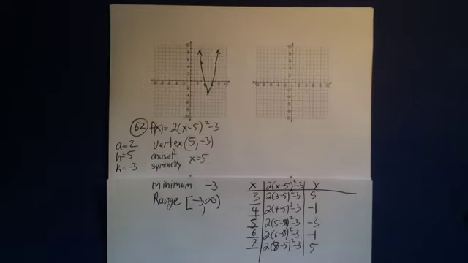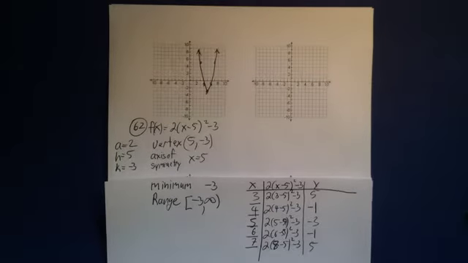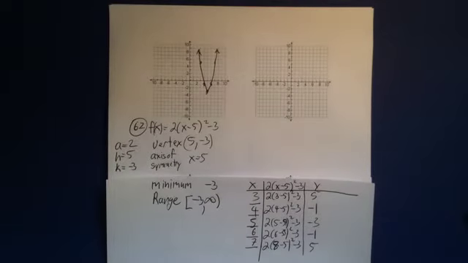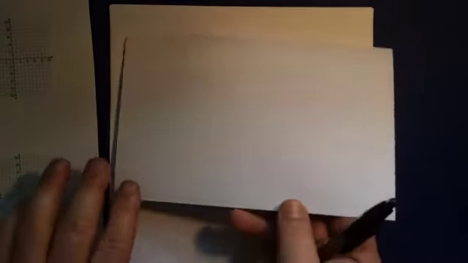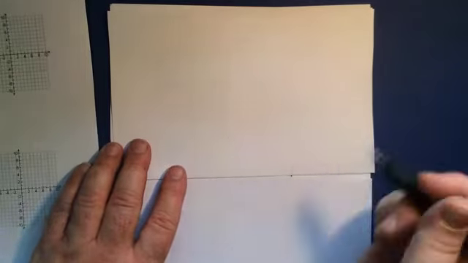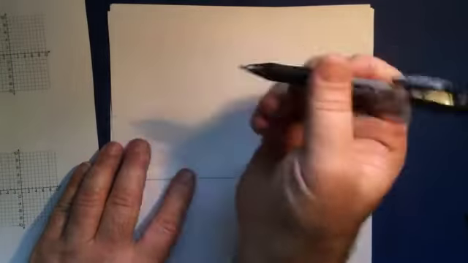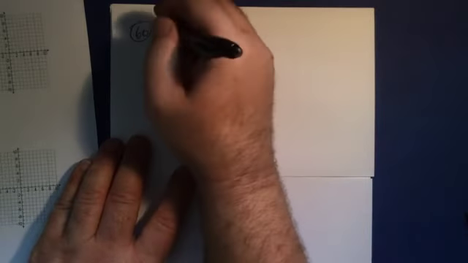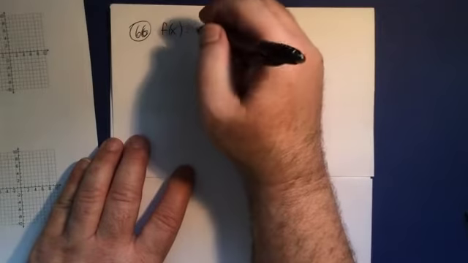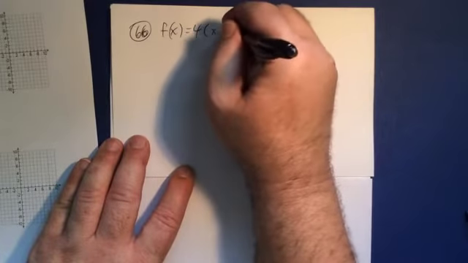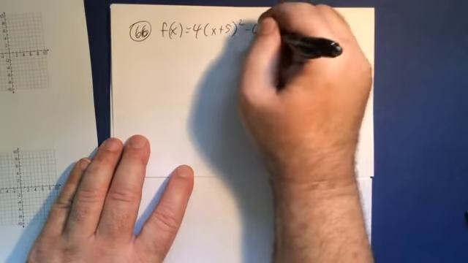Also, there's one other thing I do need to show you. There are a few questions at the end where it says without graphing. It's going to ask you to find the vertex, the axis of symmetry, and the maximum value or minimum value. So let's take a look at one of those questions very quickly. Let's look at a question like 66. The function you're going to be given is f of x equals 4 times (x plus 5) squared minus 6.